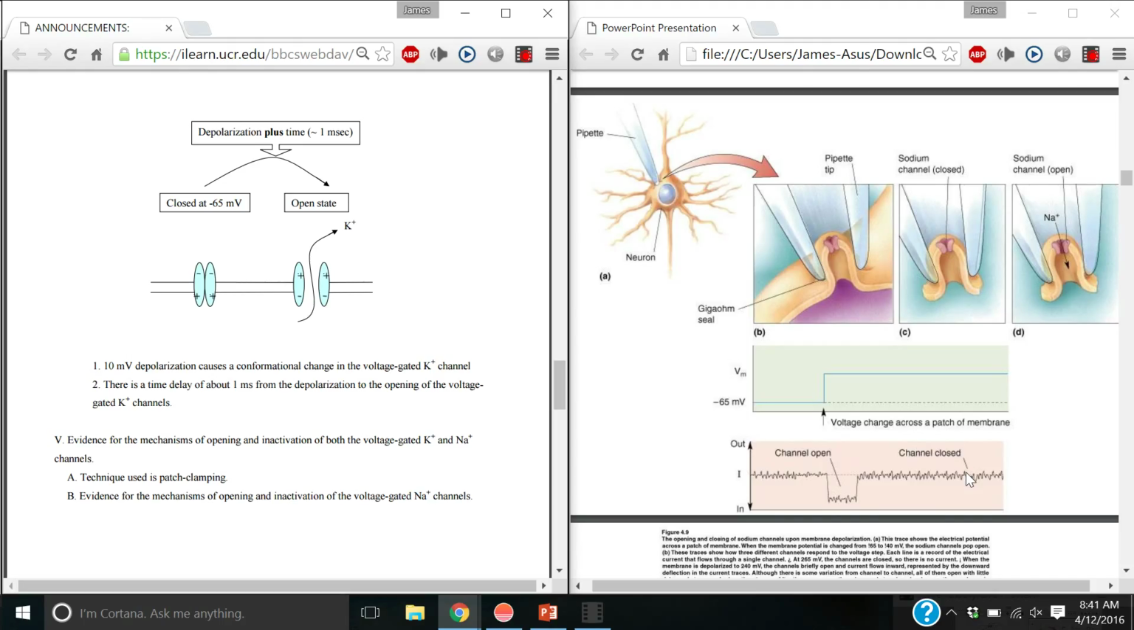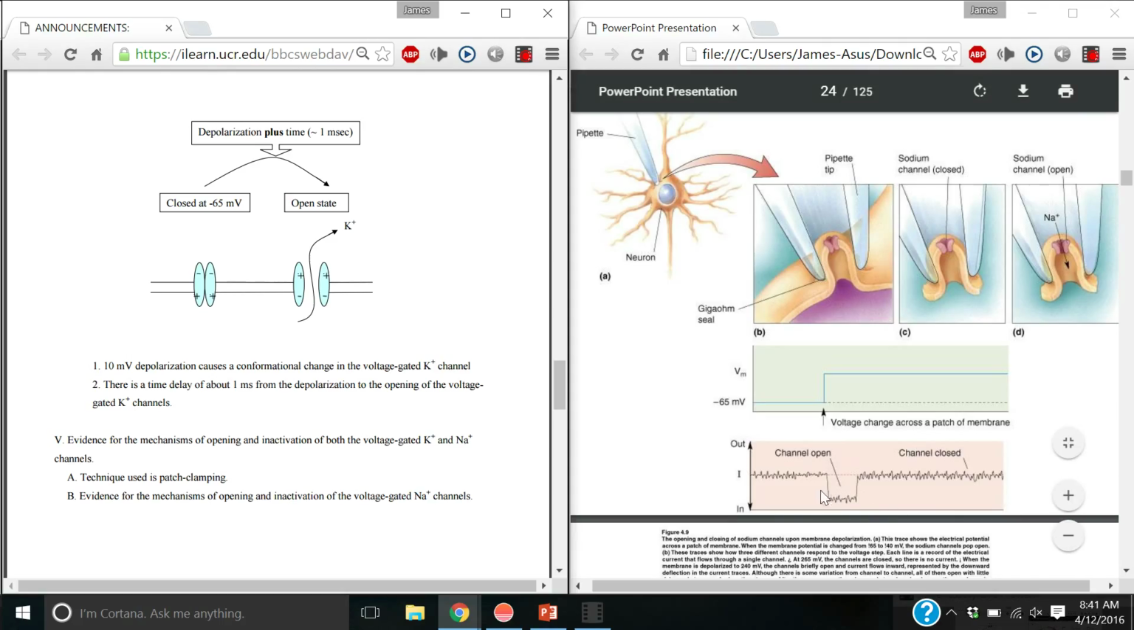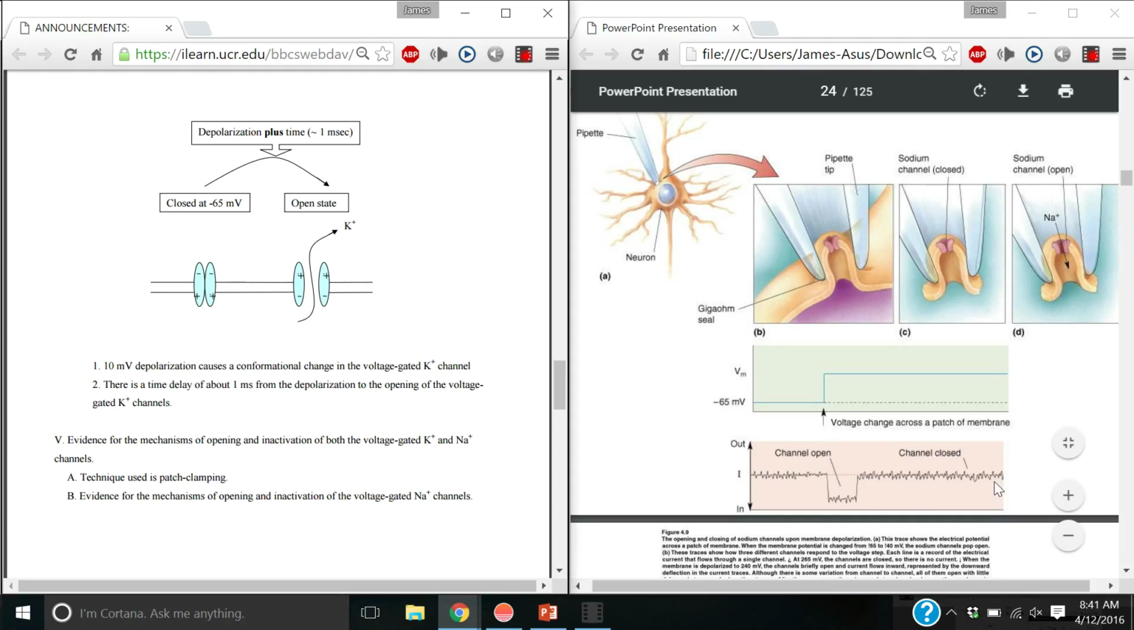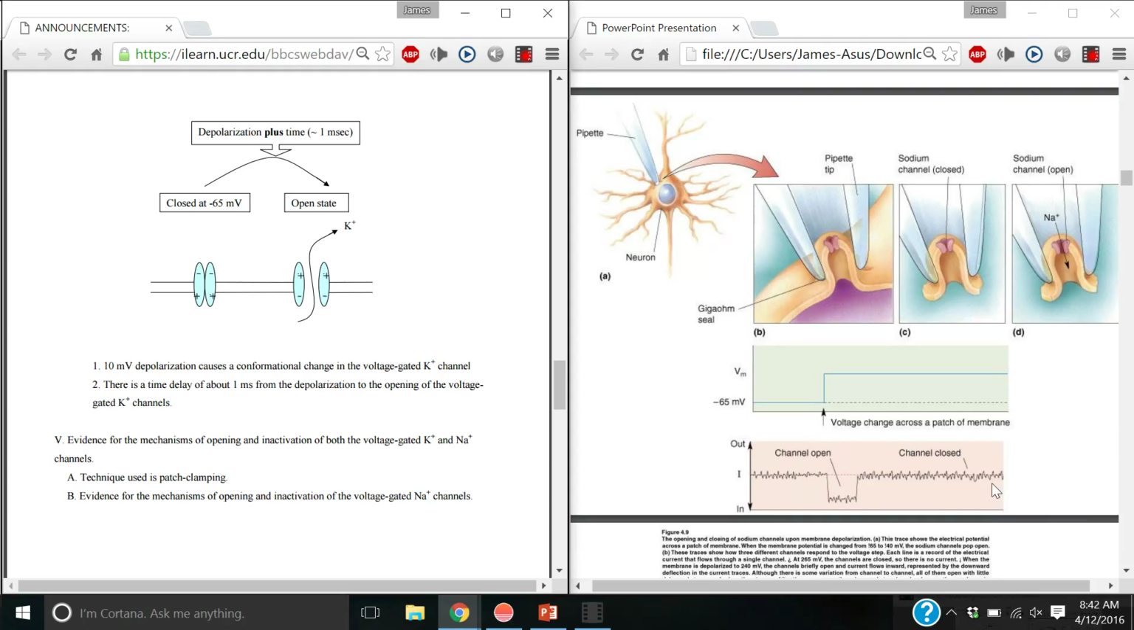And then the channel stays closed, but you might want to substitute the word inactivated. The single event is with maintained depolarization. So even though the depolarization is maintained, you get only a single current flow. And so, just to get to the bottom line, here is when the channel is closed, here is when the voltage-gated sodium channel is open, and here is when the voltage-gated sodium channel is inactivated. All up on the board.